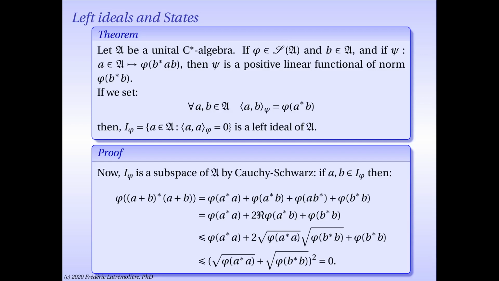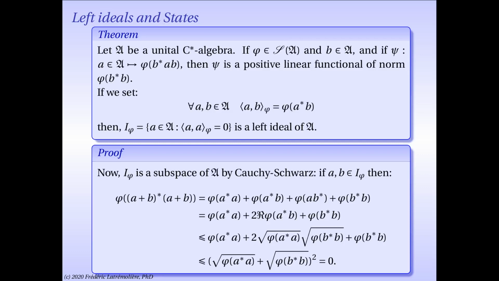So if I take any two elements A and B in I sub phi, and I calculate phi of (A plus B) star times (A plus B), I'm trying to prove that A plus B is in I phi, so I would like that to be 0. Then what I do is I expand using linearity of phi. Then I use the fact that phi, being a state, is self-adjoint. So phi of A star B equals the conjugate of phi of B star A. So I get that this expression here is phi of A star A plus twice the real part of phi of A star B plus phi of B star B.